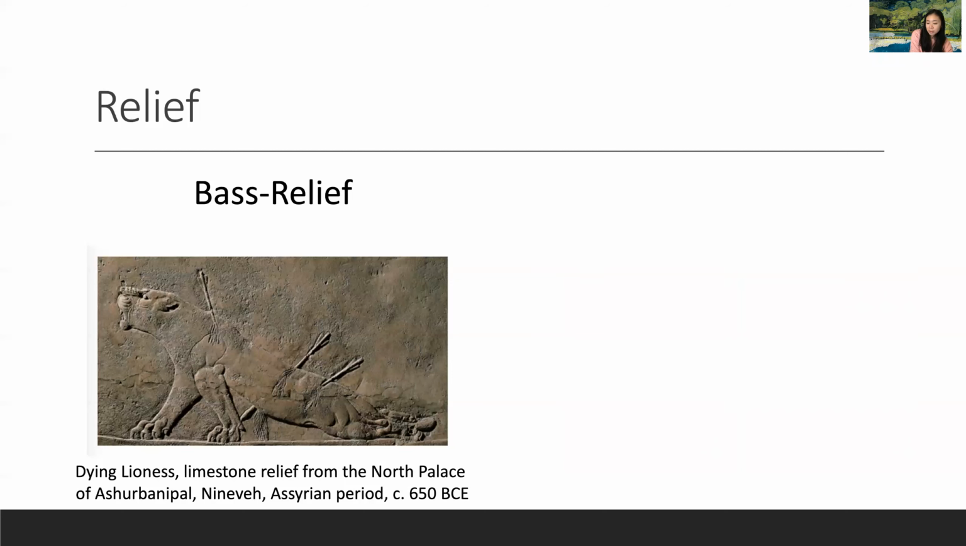The sculptor's marks are shallow. An example of this kind of sculpted surface was found in the North Palace of the Assyrian king Ashurbanipal in the ancient city of Nineveh in Mesopotamia, which is in current Iraq.